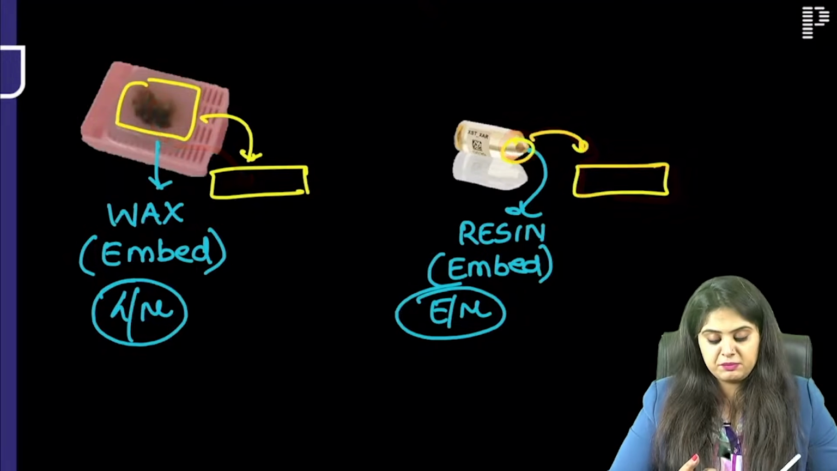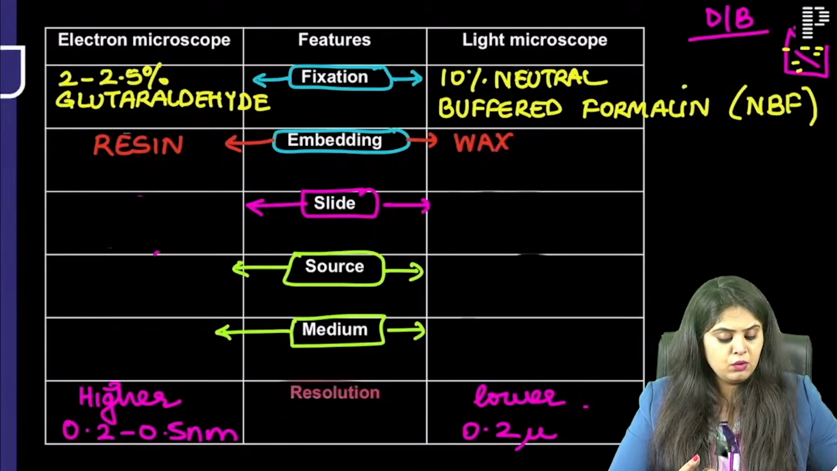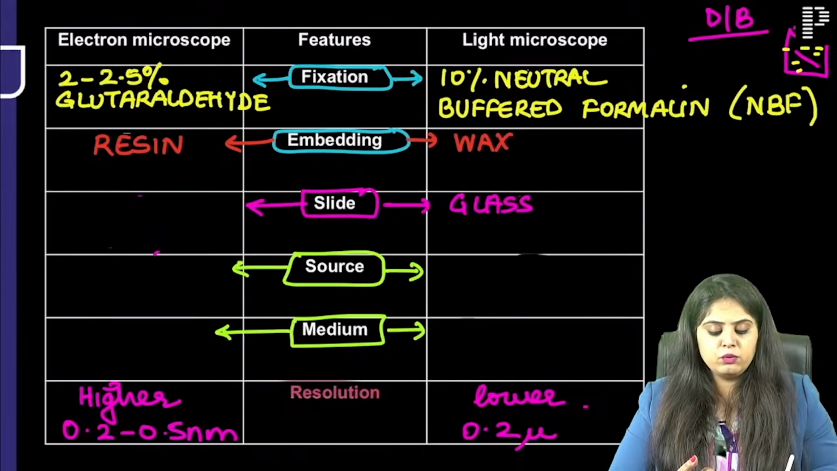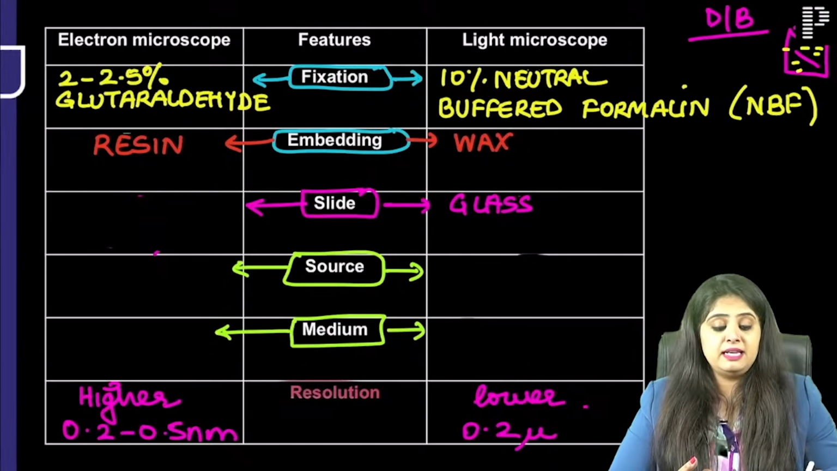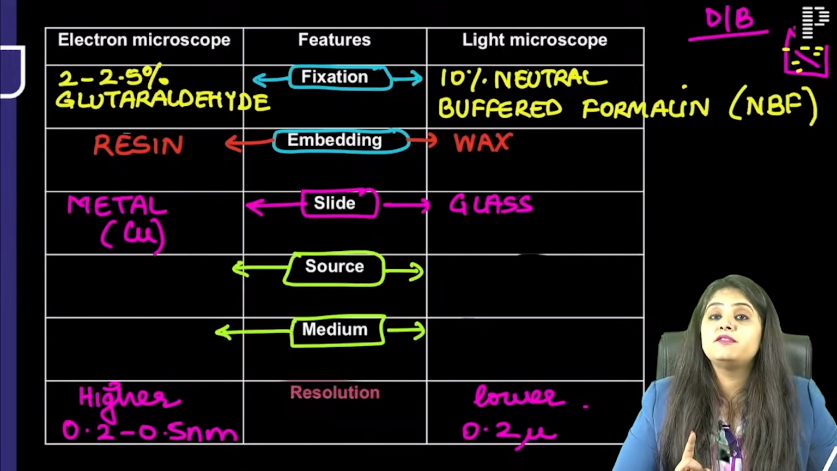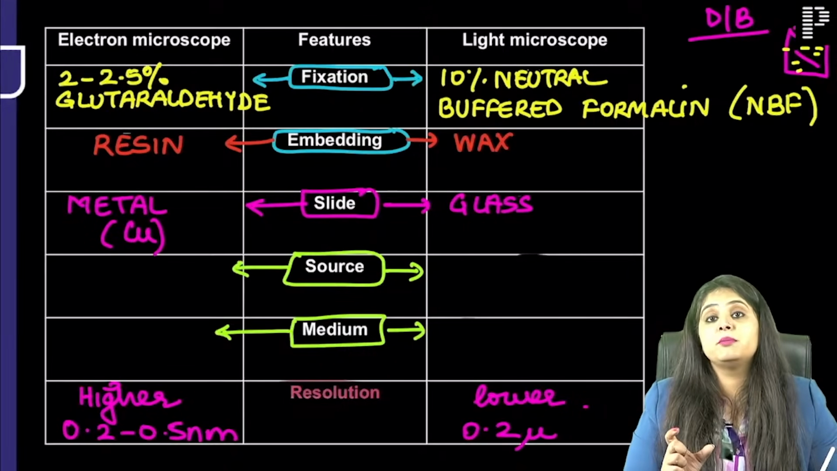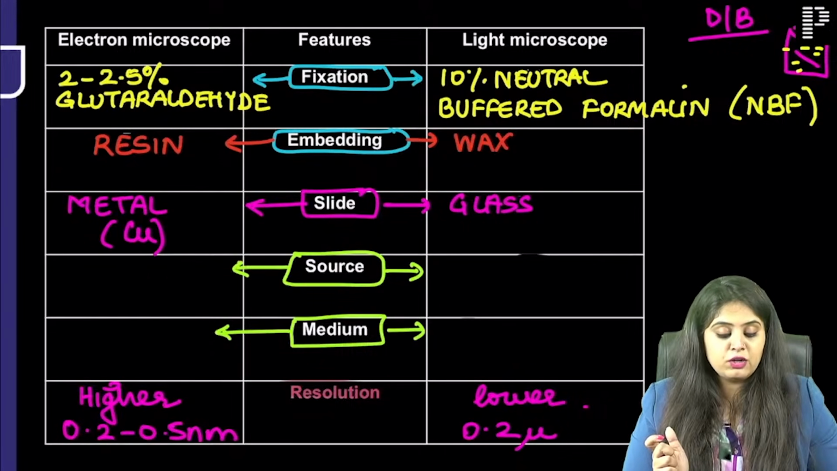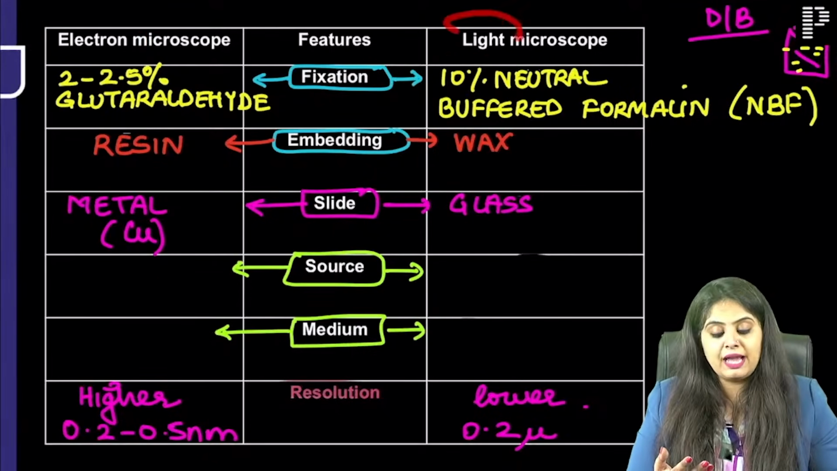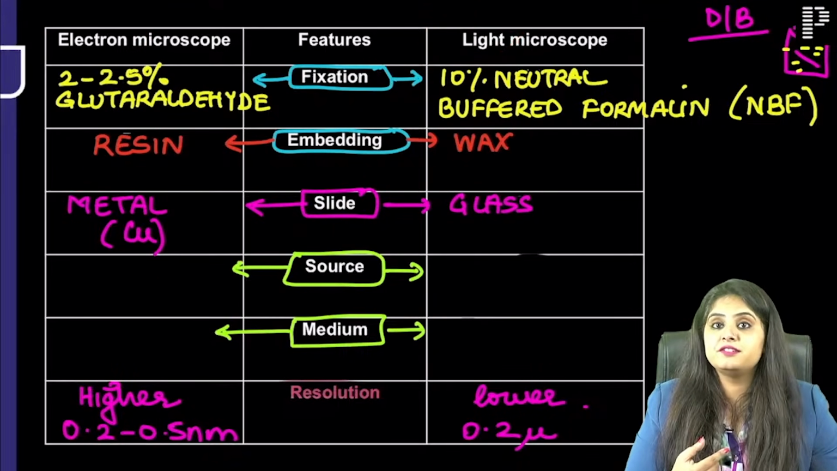So you will ask me, ma'am, what slide is used? You know it. What is the slide that you are using in your labs for light microscope? For light microscope, we are using glass slides. But electrons don't work with glass. For electron microscope, you will have to use metallic slides, which are made up of copper. See, you need to understand you're working with electrons. Electrons don't work similar to how light will work. So for electrons, everything is different.